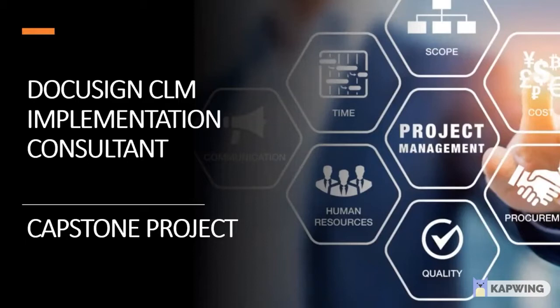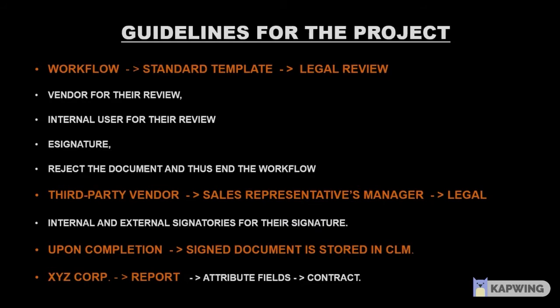I'm going to give a small brief note on the guidelines for this project, where I'll be creating a workflow using a standard template, a contract that generates and will be sent to legal for review. Legal has a choice to negotiate the document and send it either to the vendor for their review or to the internal user for review, followed by e-signature. And in case the document is rejected, that's going to end the workflow.